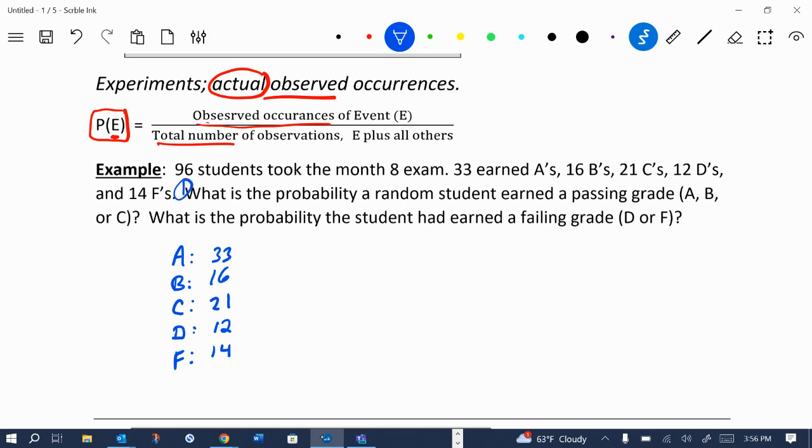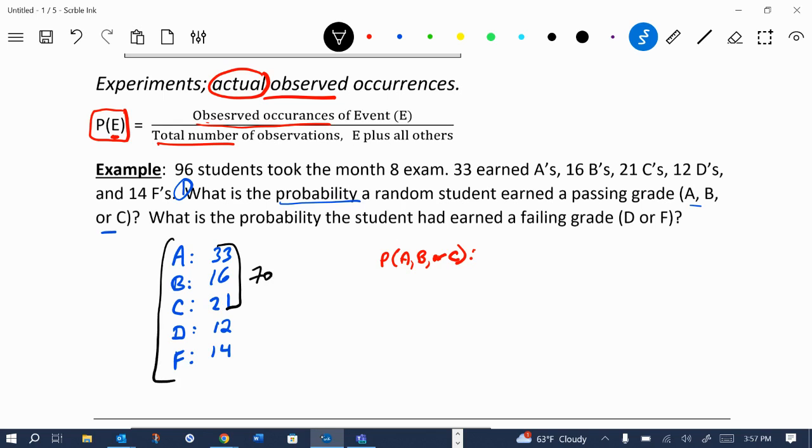Question 1, probability that a random student earned a passing grade. So we would write that as the probability of A, B, or C. Now that's what we need to figure out. Well, A, B, or C are this many here, and there are 70 of them. There are a total of that 96 shown here. So what we have is a fraction of 70 over 96. Of course, fractions always have to be reduced.